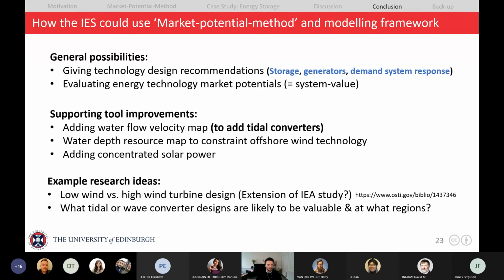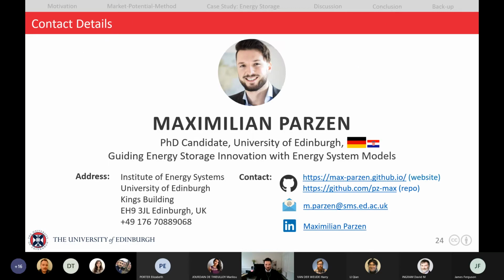There's also the opportunity to add concentrated solar power. It is not yet included in this model, but maybe someone is interested in contributing. I also have some example research ideas. We could compare low wind and high wind turbines. I saw that in an IEA study, but I think with this approach that's a nice extension. We can also focus on tidal and wave converters. And yeah, that's me.